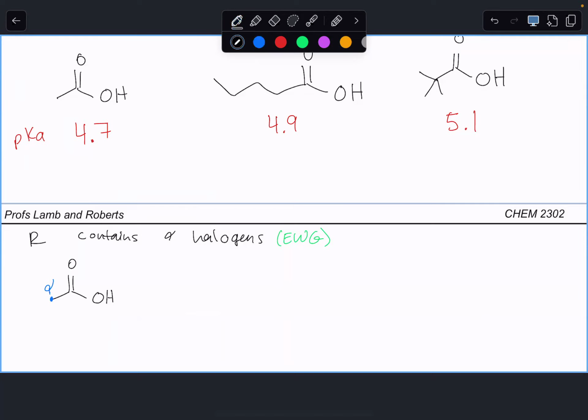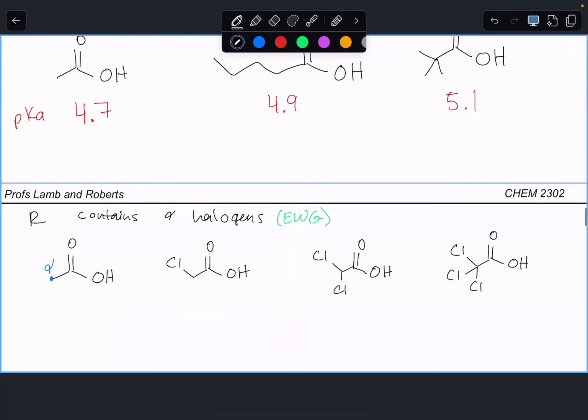So if we keep adding a chlorine to that alpha carbon, so there's 1, I can also put 2, or I can put 3. Okay, so all I'm doing is replacing a hydrogen with a chlorine as I go from the left side to the right side. So that chlorine is pulling electron density towards itself, right? It's inductively pulling that electron density. So again, those little carets mean that it's pulling electron density towards itself.